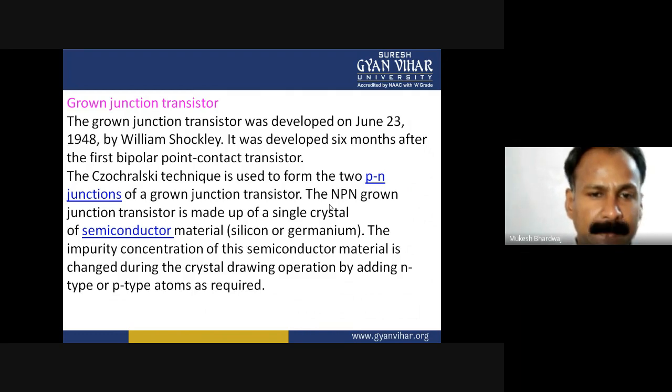The Czochralski technique is used to form the 2 p-n junctions of a grown junction transistor. The NPN grown junction transistor is made up of a single crystal of semiconductor material, silicon or germanium. The impurity concentration of this semiconductor material is changed during the crystal drawing operation by adding N-type or P-type atoms as required.